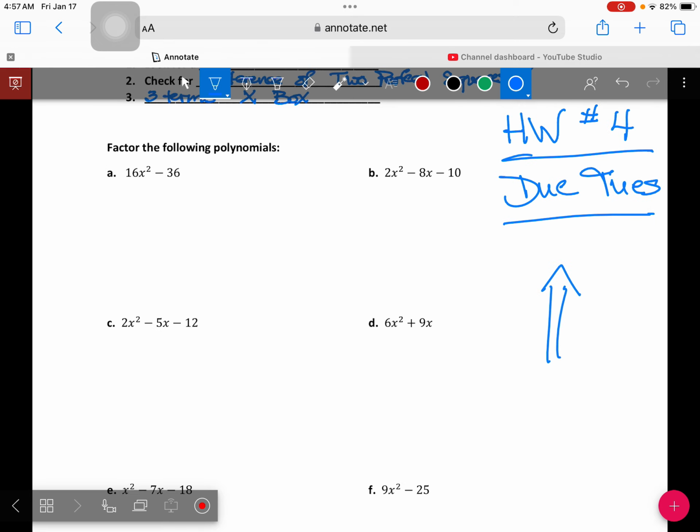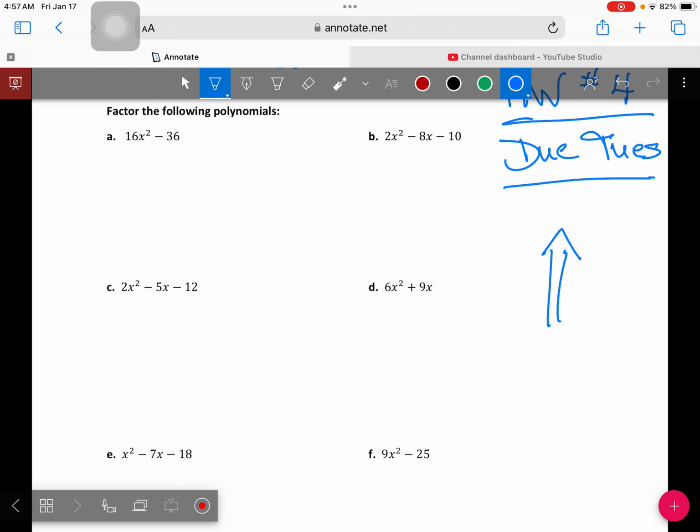Okay, so let's jump down to these examples. Factor the following polynomials. I have 2 terms. First, I'm going to look for a greatest common factor. So I have 16 and 36. They are both even, so I know 2 would work. Always start with your smallest coefficient. So I've got 1 and 16, 2 and 8, 4 and 4. 8 is a factor of 16. It is not for 36. I know 4 is going to work, so I'm going to divide by 4.